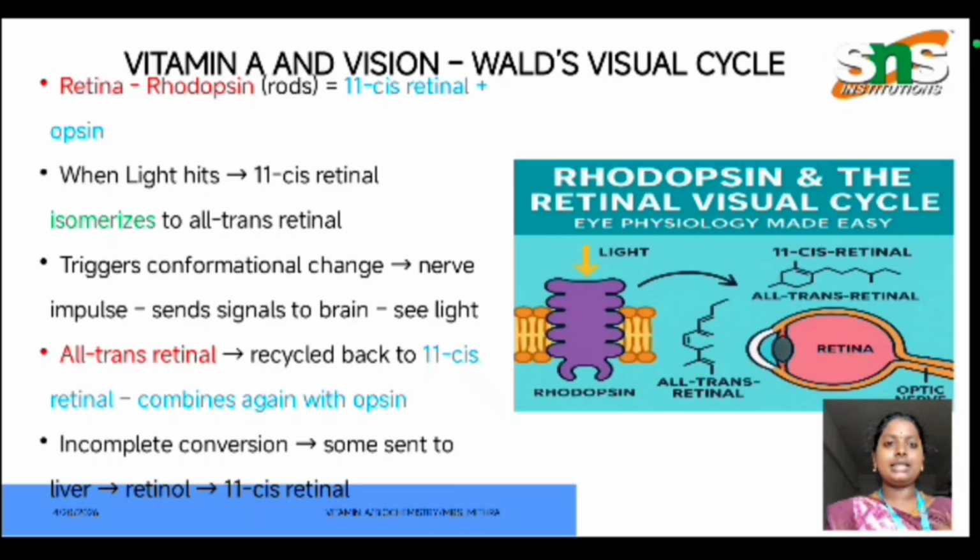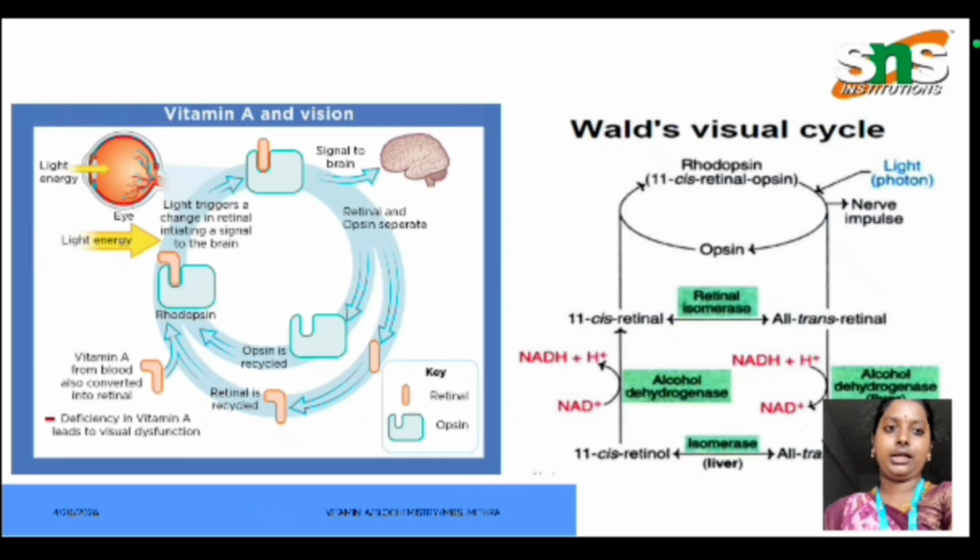So all trans retinal is converted back into 11 cis retinal and combines again with the opsin pigment. Wherever the conversion is incomplete, it is sent to the liver as retinol and further converted into 11 cis retinal. So this is the rhodopsin cycle, or Wald's visual cycle.